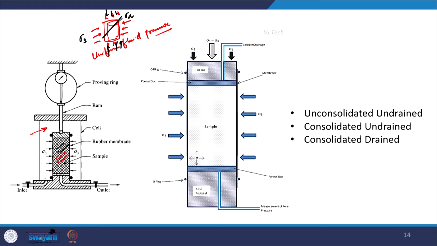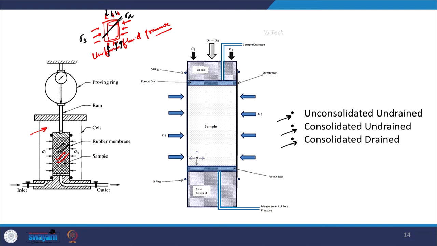So the failure load is used to assess the value of C and phi for the soil. Okay. So we will discuss how the triaxial test is used to estimate the value of C and phi. But before that, let me also tell you that the test can usually be done in three different modes, depending on the soil type and field loading condition. All right. So this is unconsolidated undrained, we have consolidated undrained, and we have consolidated drained.